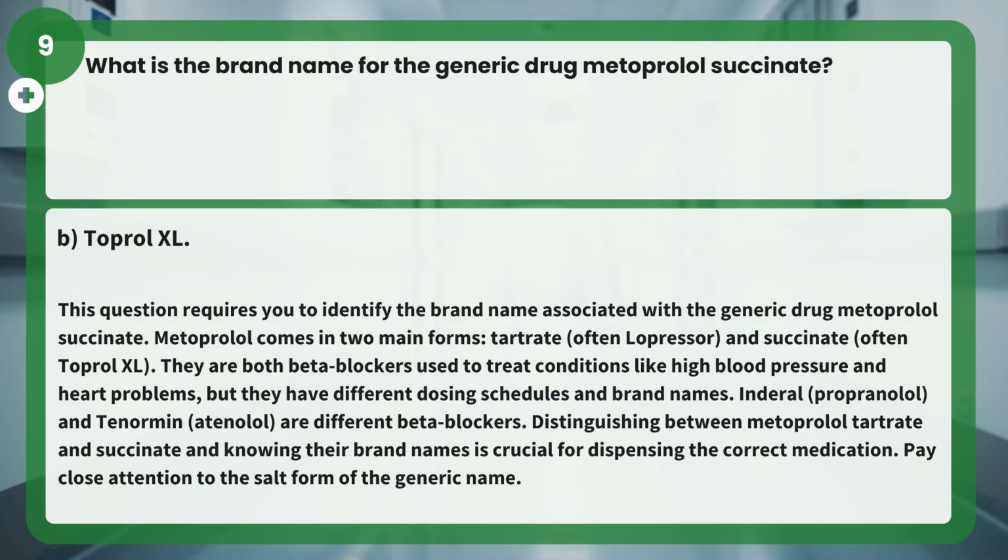Inderal, propranolol, and Tenormin, atenolol, are different beta blockers. Distinguishing between metoprolol tartrate and succinate and knowing their brand names is crucial for dispensing the correct medication. Pay close attention to the salt form of the generic name.